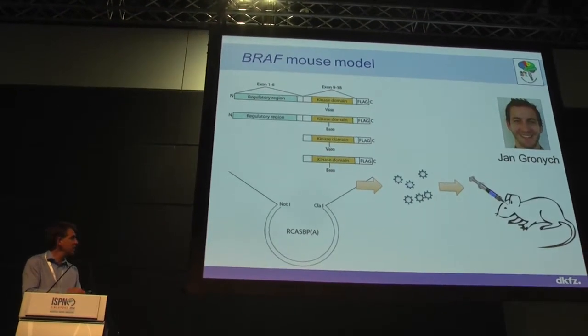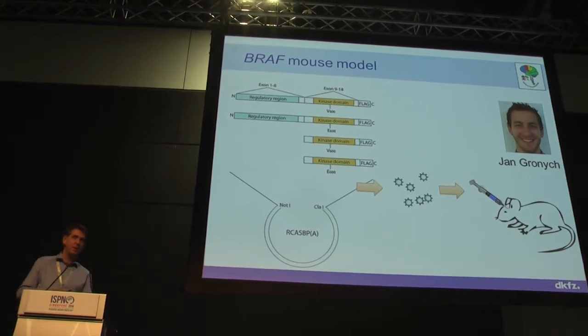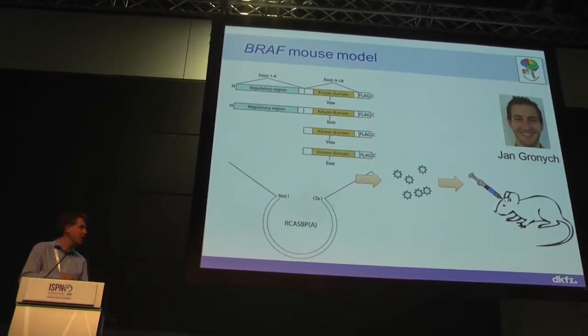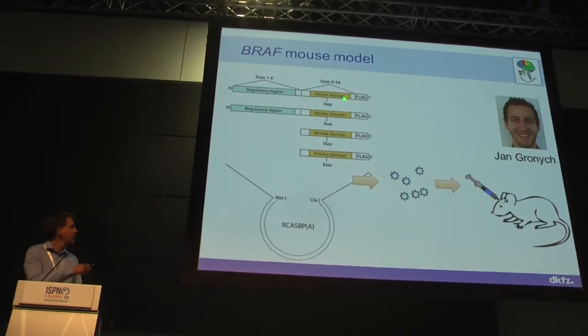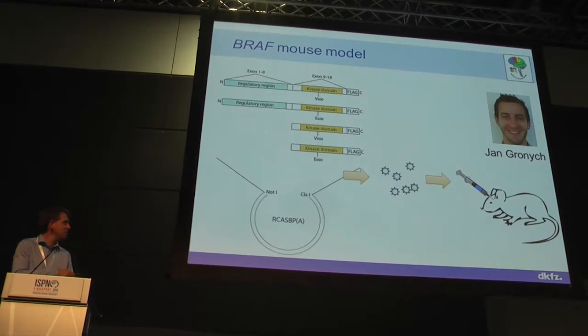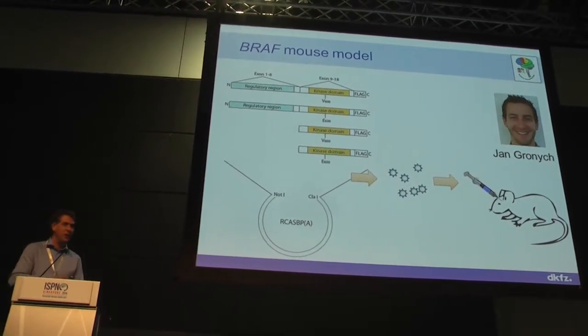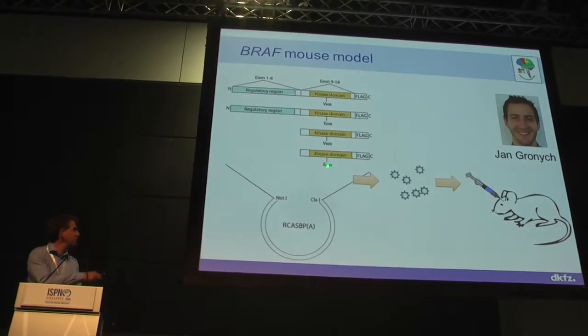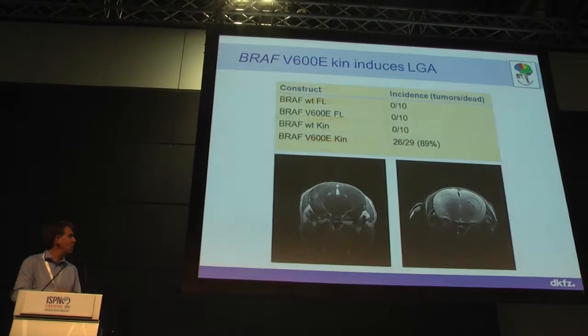So the first question was addressed by a study done by Jan Gronych in Peter Lichter's group in Heidelberg, where he introduced different variants of BRAF wild type into the RCAS system, including also the V600E mutation that we know.